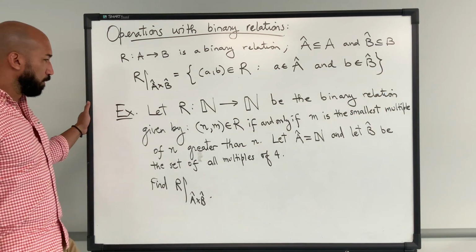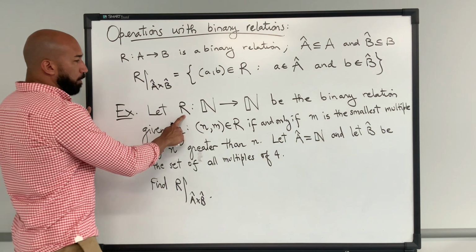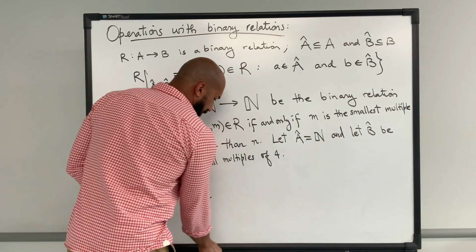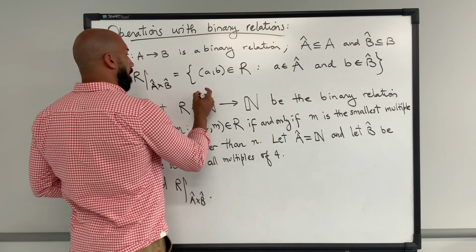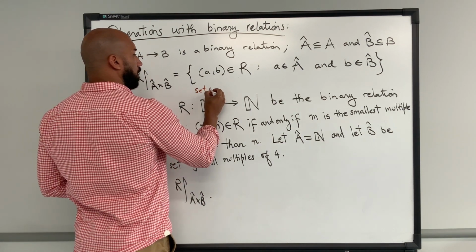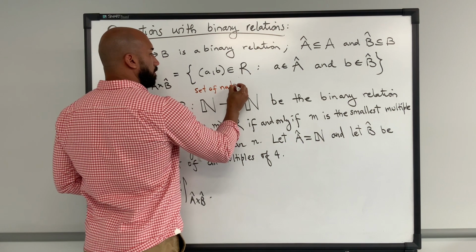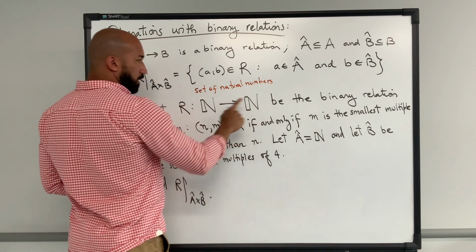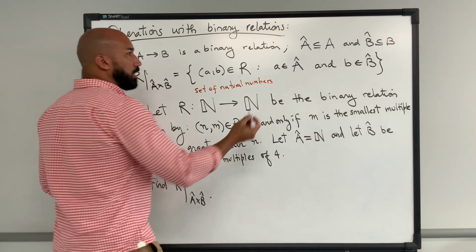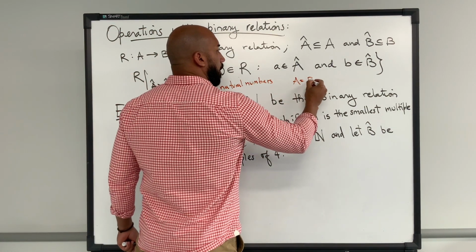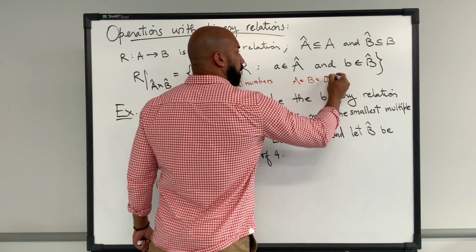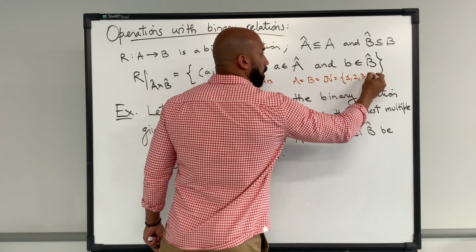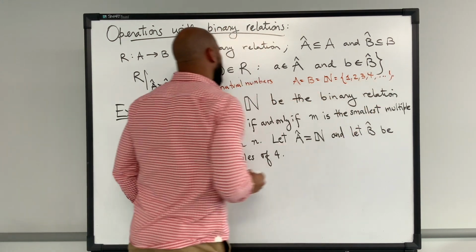It's a little bit more sophisticated example. So now we have a binary relation R from the set of natural numbers to the set of natural numbers. So in this case, A is equal to B, equal to the set of natural numbers. Remember that we are starting at 1, so 1, 2, 3, 4, and so on.